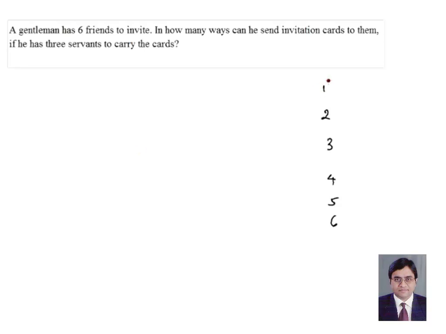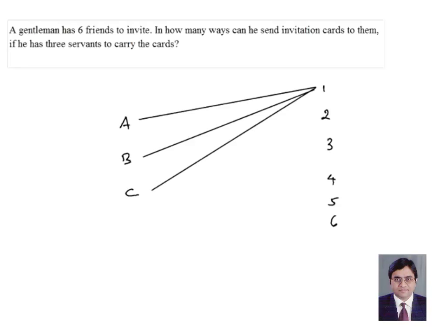Now, think about this friend. In how many ways can you send him the card? You ask Mr. A to go to him or her. Then you ask Mr. B, or you ask C. You have got 3 choices. But as I said, they can go at different times to others also.